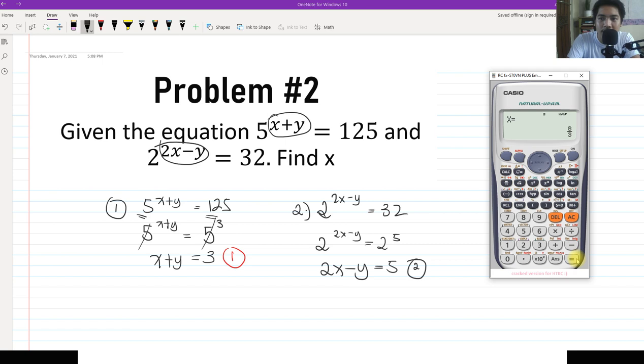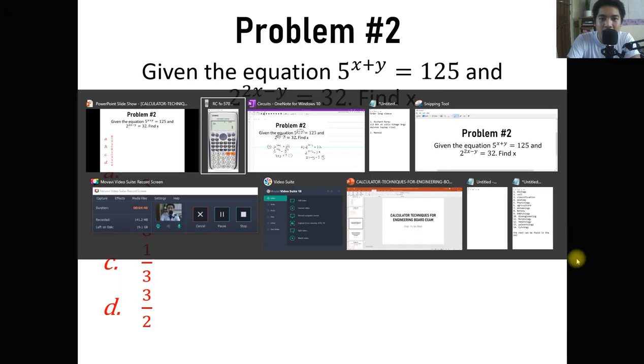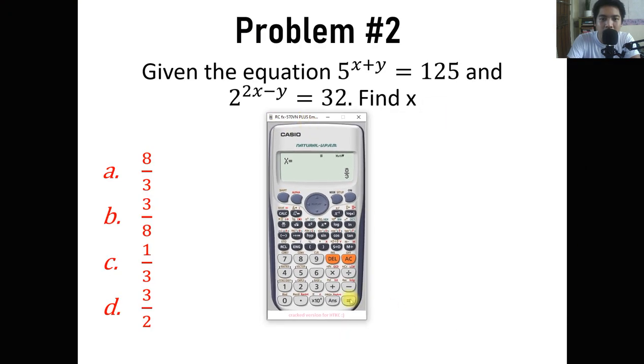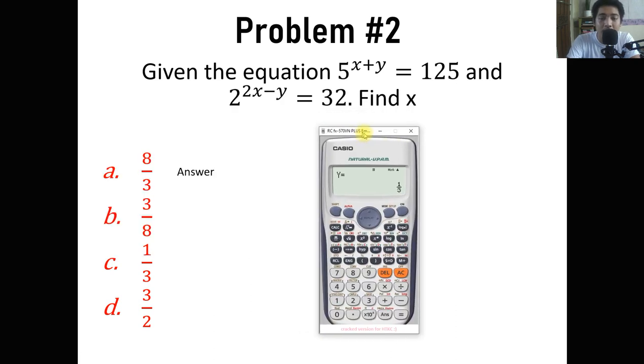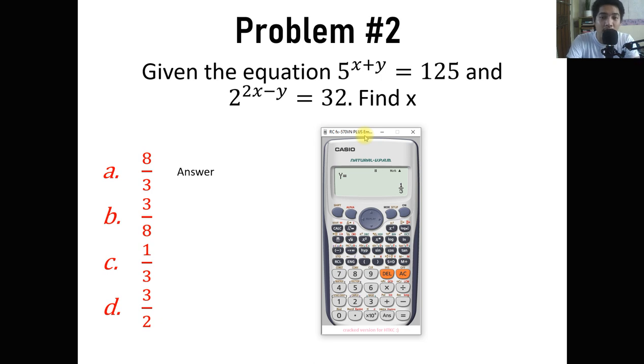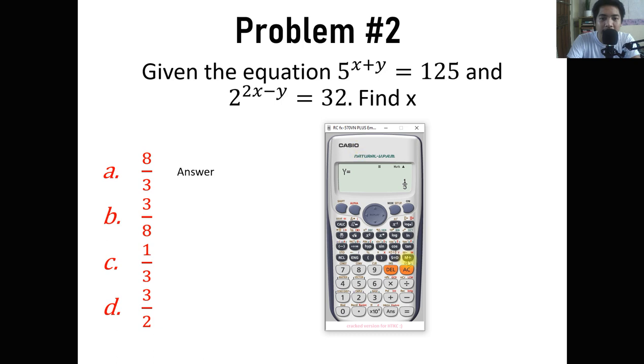Press the equal sign. And voila, we have the value of x, which equals 8 thirds, or 8 over 3. So our answer for this problem should be letter A. Of course, the calculator will also get the value of y because it's a two equation, two unknowns, but in the problem we are only asked to find the value of x, which is actually 8 over 3.